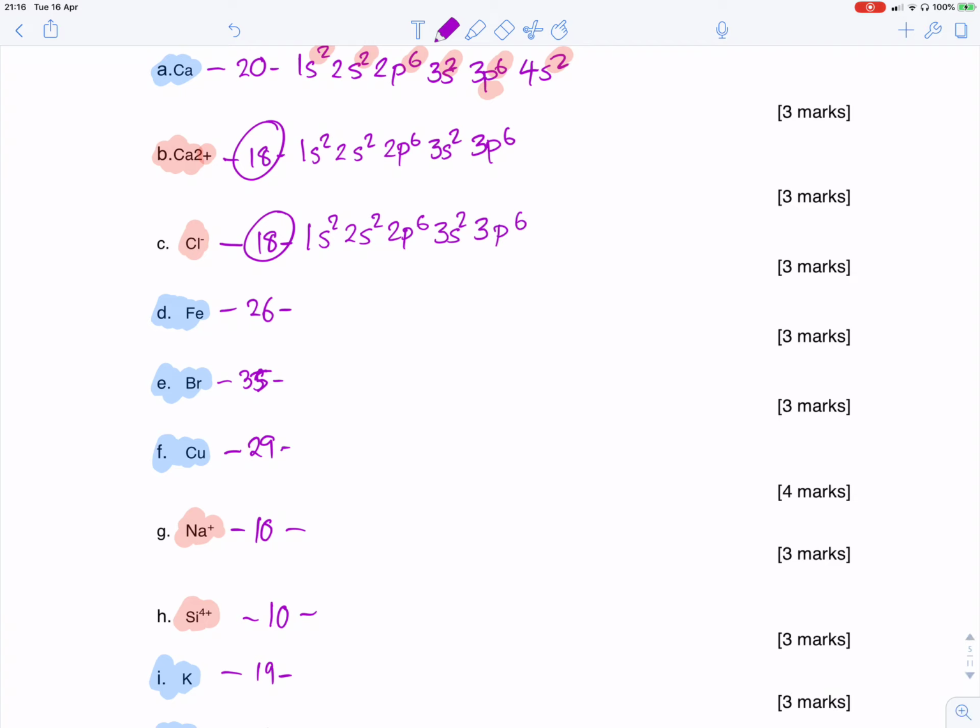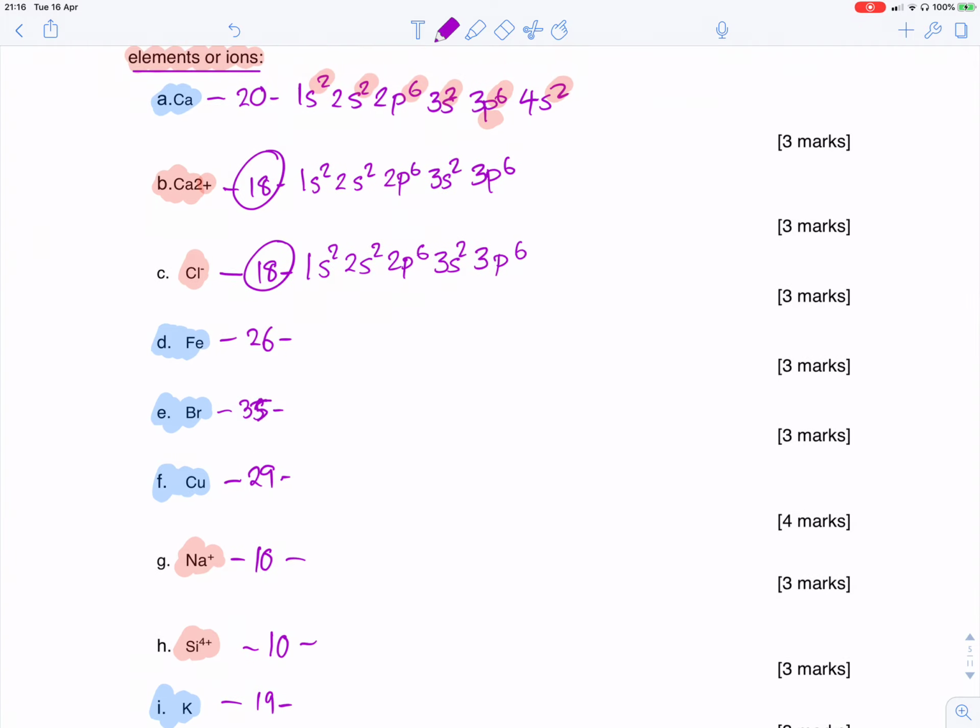Iron has 26. So it's going to go all the way. Just like calcium, it's 1s2, 2s2, 2p6, 3s2, 3p6, 4s2. Then after 4s2, it's got 20, so we only need 6 more. And we go into 3d, so 3d6 for the 6 more.